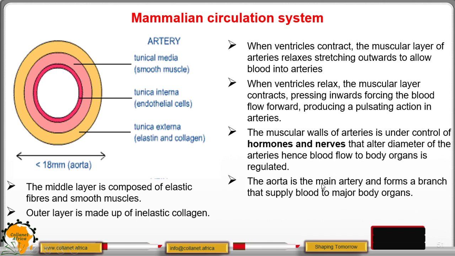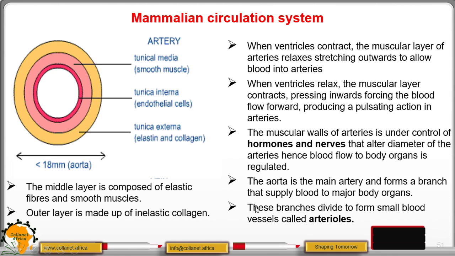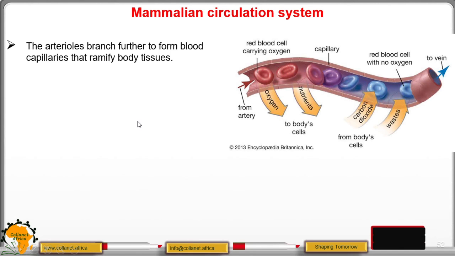We've said the aorta is the main artery and forms branches that supply blood to major body organs. These branches from the aorta divide to form arterioles. The arterioles branch further to form capillaries that ramify the body tissues.